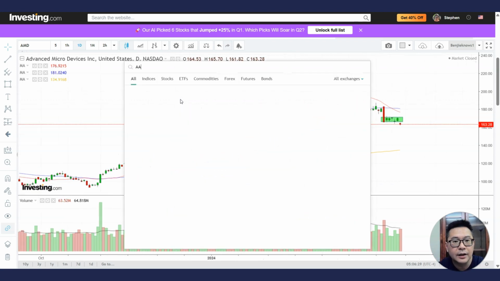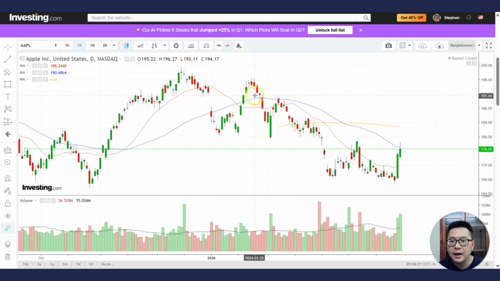Let's take a look at Apple. Apple tried to go above the 50 MA but failed to do so. Just lost at the close of the day. It was not able to close above the 50 MA. So this will be very important. If it cannot go above the 50 MA, then it can get slammed down again.